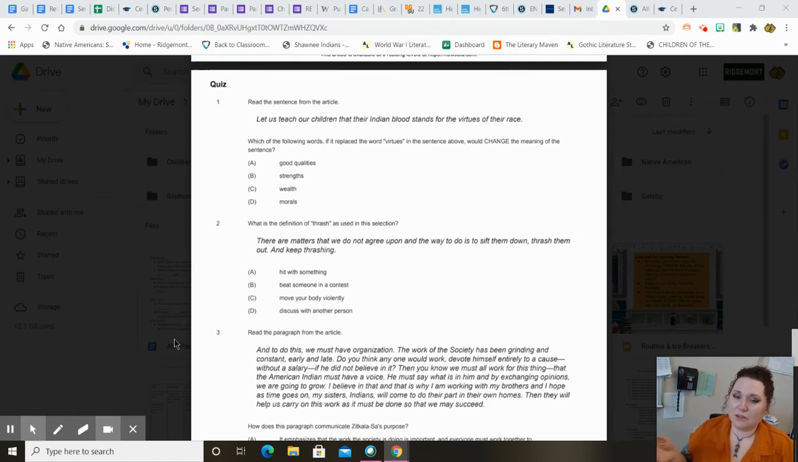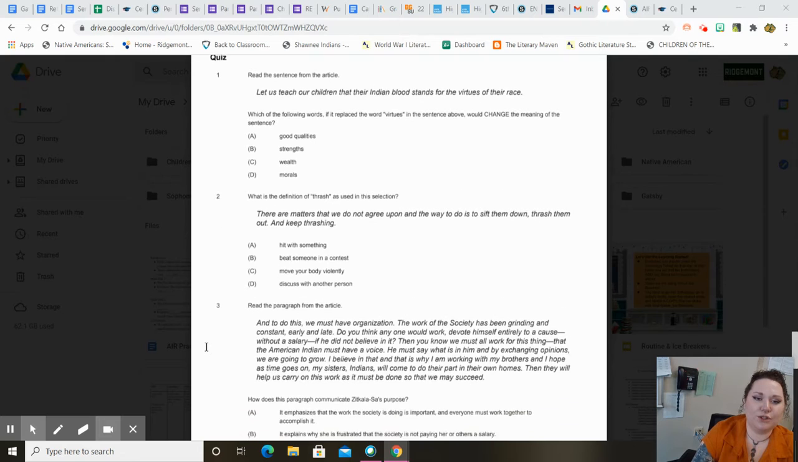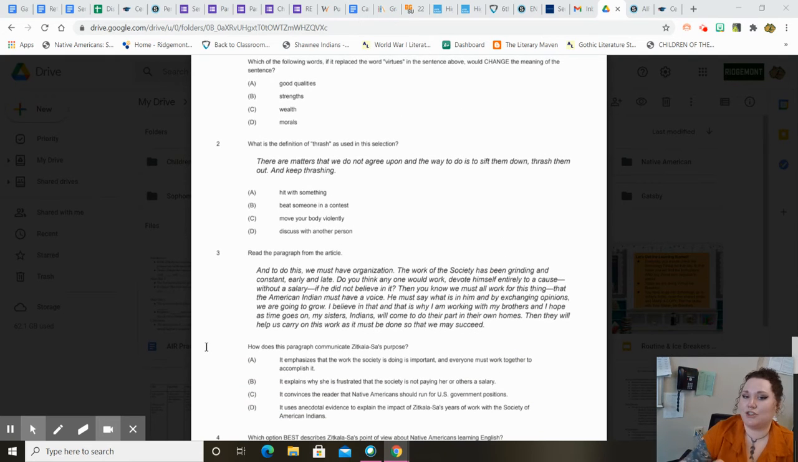So we're asking for the not definition in that one. That means we need to pay attention to when that sentence comes up in the article. Number 2 wants to know what the definition of thrash is as used in the section. It says there are matters that we do not agree upon, and the way to do it is to sift them down, thrash them out, and keep thrashing. So again, sort of the same idea.